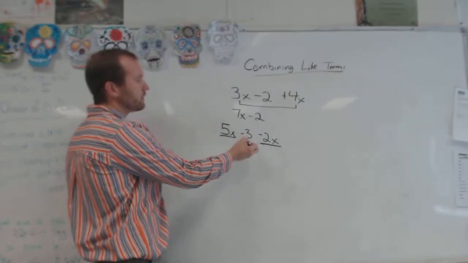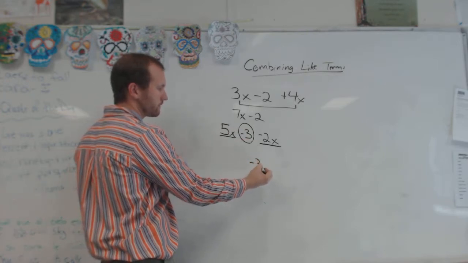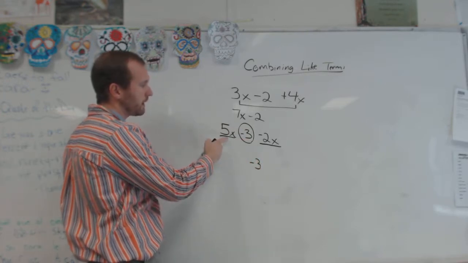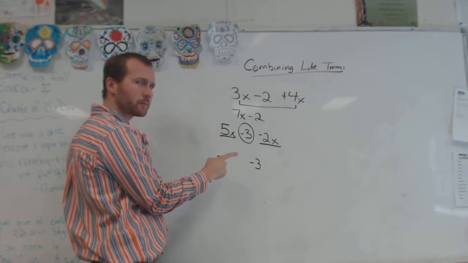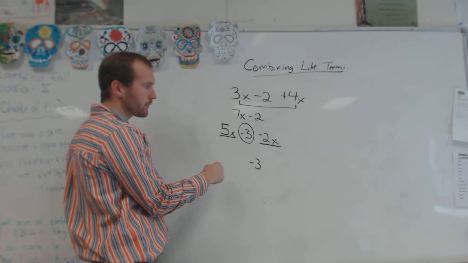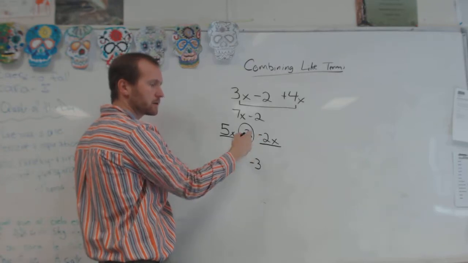So my negative 3, I know immediately, is going to go at the end. Okay. Now I have 5x, and what else do I have? Oh, I think I got the answer. Negative 2x. Do I have 2x? Negative 2x. There's a negative 2x.